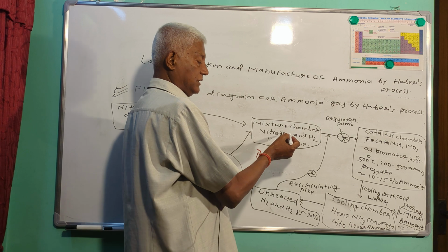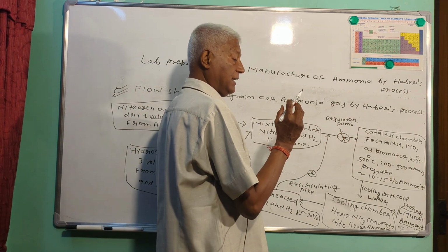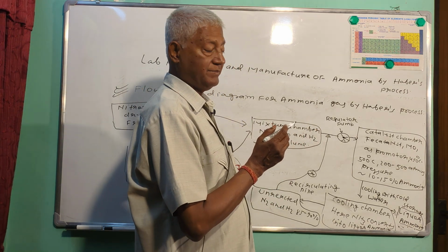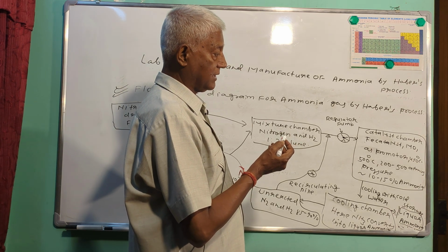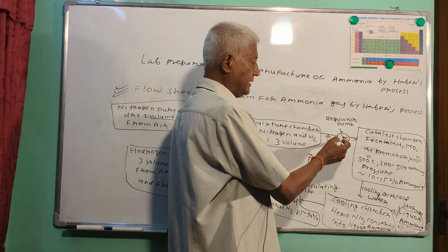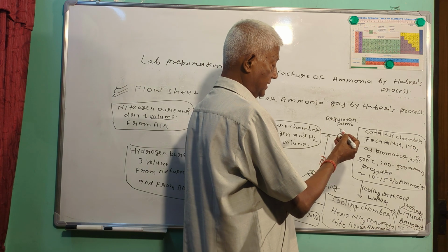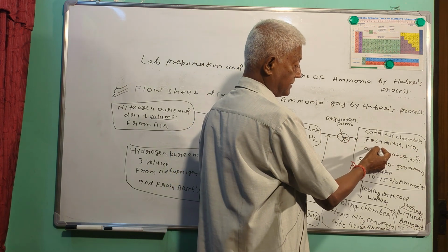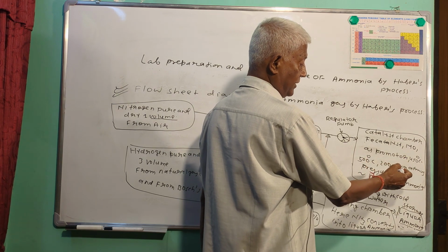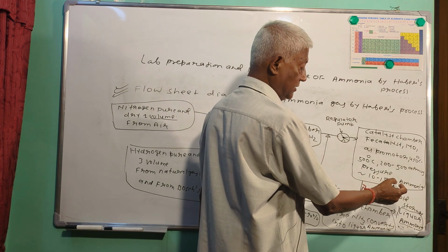Now this mixture is passed into the catalyst chamber, but we have to pass a limited amount. We have to know the capacity of the catalyst chamber, and according to that capacity we pass the mixture of nitrogen and hydrogen through the regulator pump. The conditions are iron catalyst, molybdenum as promoter, 450 to 500 degrees, and 200 to 500 atmospheres pressure. So we get about 10 to 15% ammonia in one cycle.